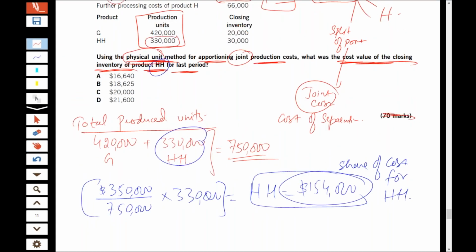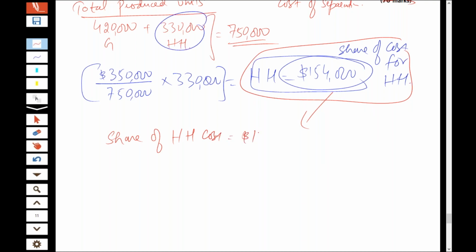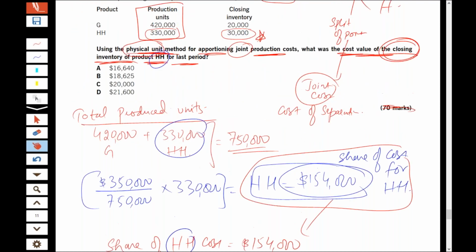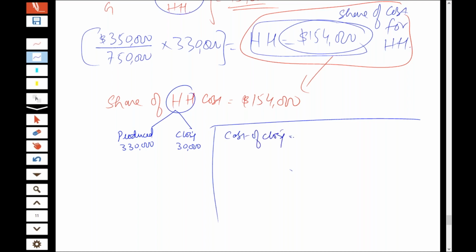And you did produce 330 units, and there is a closing of 330. And it is asking for the value of closing stock. It's 330 units. This is the share of HH cost, that is $154,000, and in HH there are 330,000 units produced and closing 30,000 units. So the cost of closing like that way, 154,000 divided by 330,000 multiplied by 30,000.